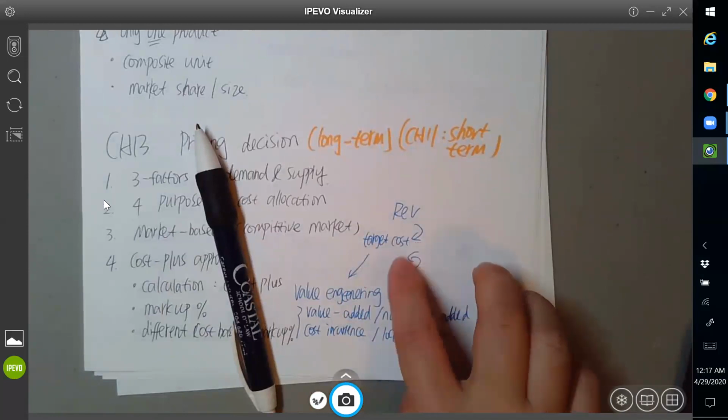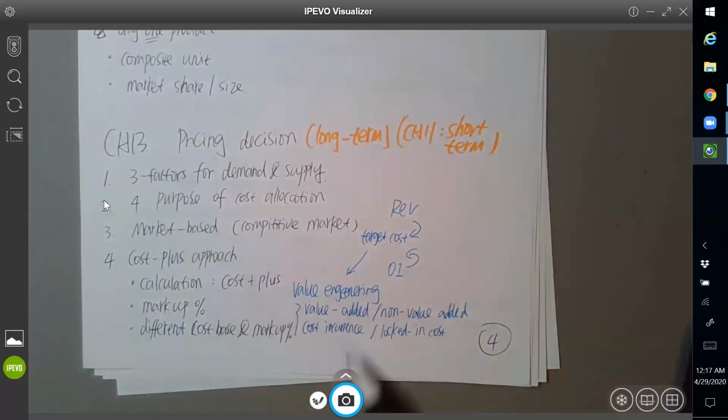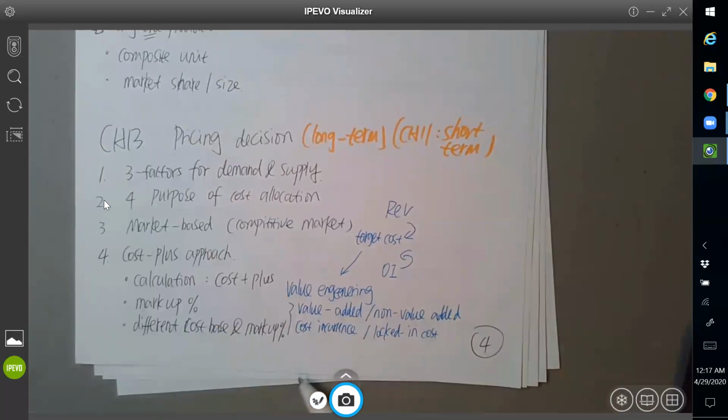And then when we do value engineering, make sure you separate the value added, non-value added, cost incurrence, and lock-in cost. I don't want to read those concepts. I hope you still know what I'm talking about.